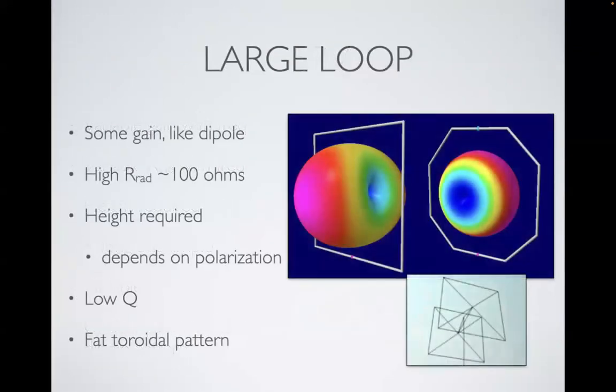Large loops are nice if you get them. They tend to want to operate at a particular frequency. They have a fairly high radiation resistance, which means they can be quite efficient. The amount of height required, of course, depends on the polarization, like I said before. Vertically polarized, close to the ground tends to work well for low angle radiation and vice versa. And they have this big bulby toroidal pattern, which could be very useful. It's nice, you got a couple of nulls you can play with.